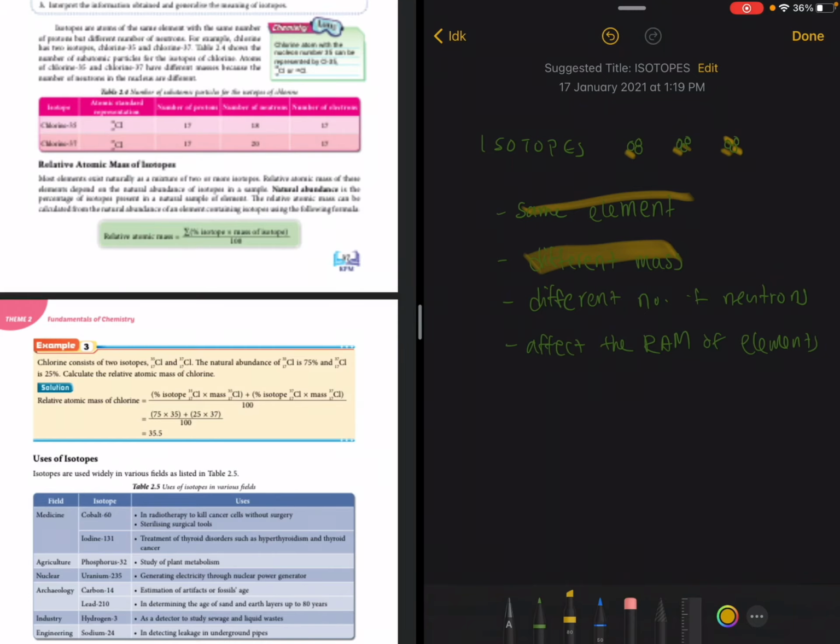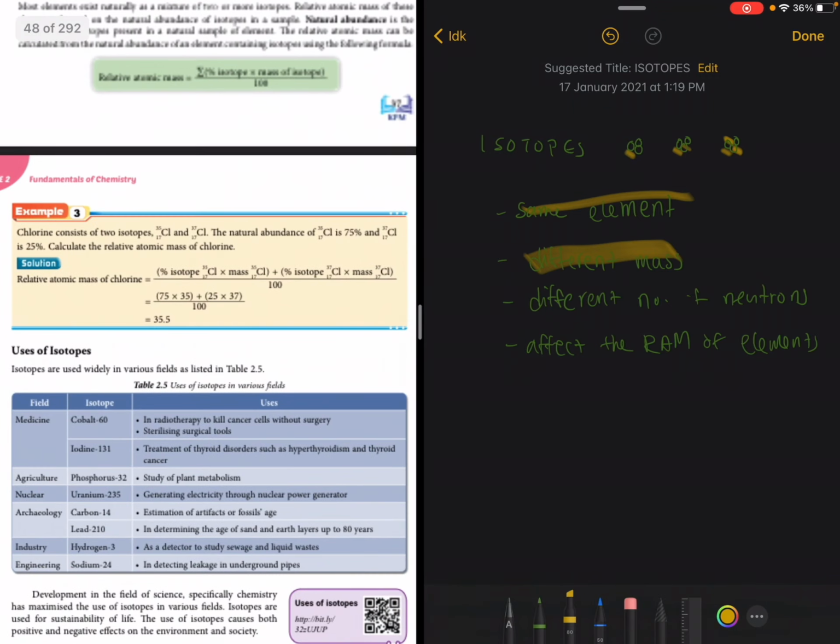So that's why some relative atomic masses of each element can be a bit weird. Like it isn't a whole number as we thought it would be because, well, they cannot be half a proton or a neutron. So that explains why chlorine is 35.5.